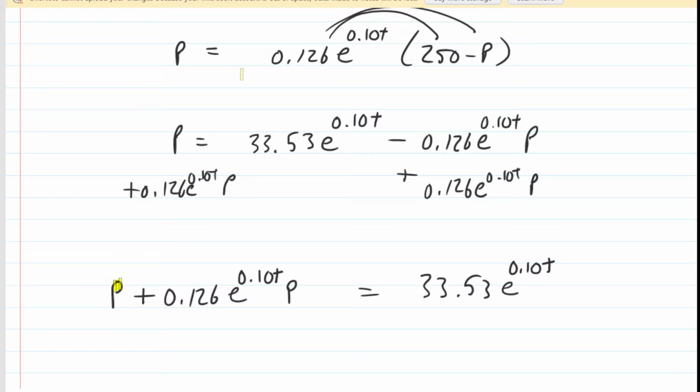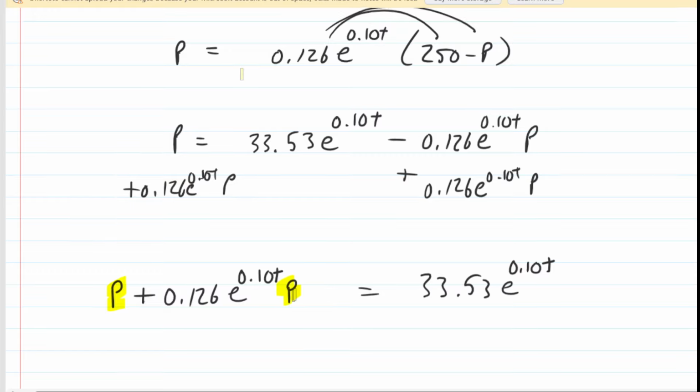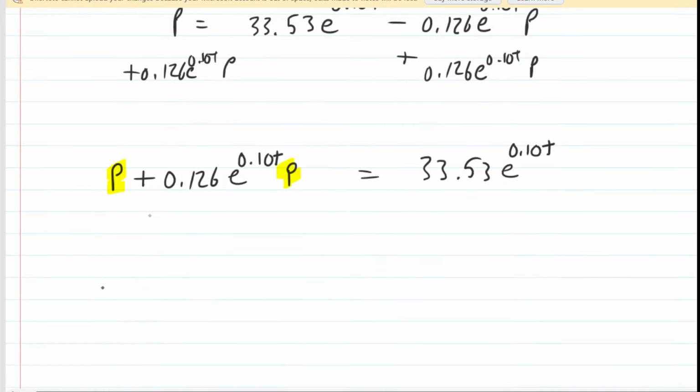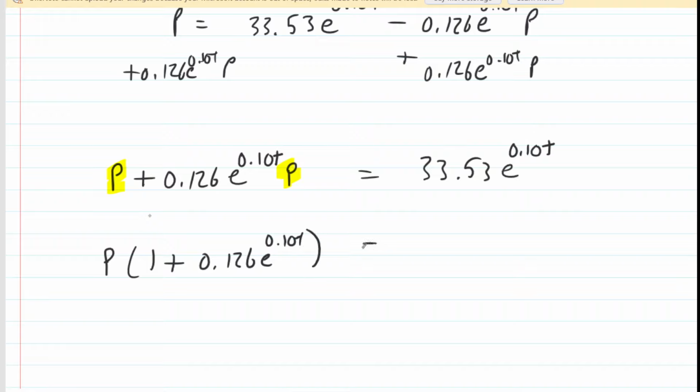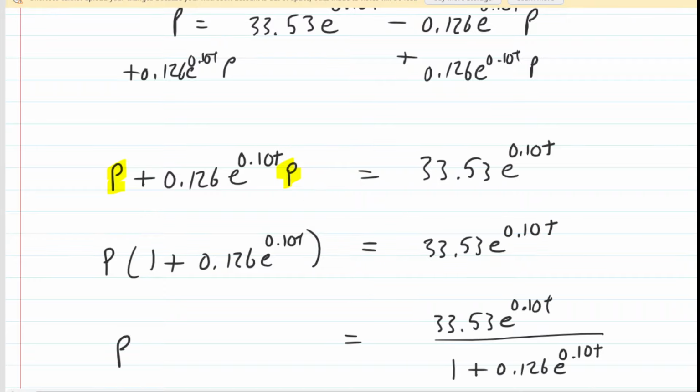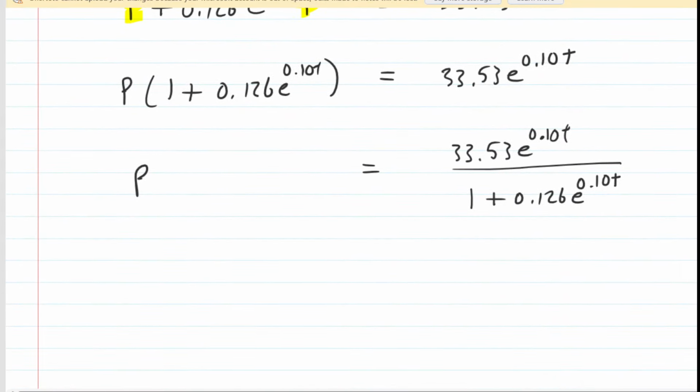And then what's kind of neat, on the left-hand side, we have that common factor of p. So this is sort of the moment of truth, because if we factor out the p, that gives us 1 plus this exponential term. And then we can, at long last, finish solving for p by dividing by that exponential term. So there it is.